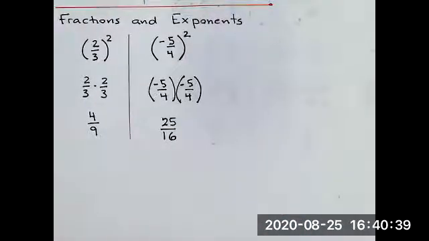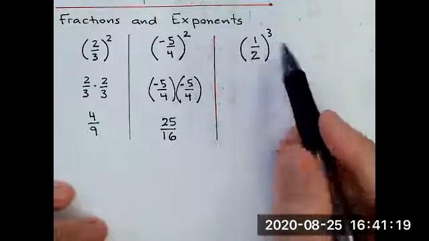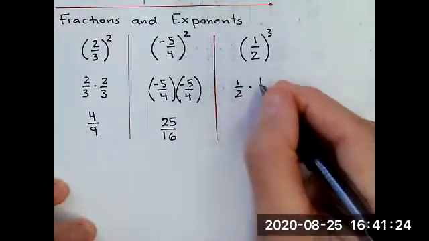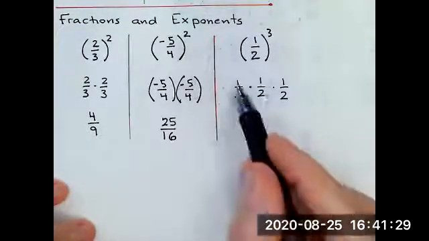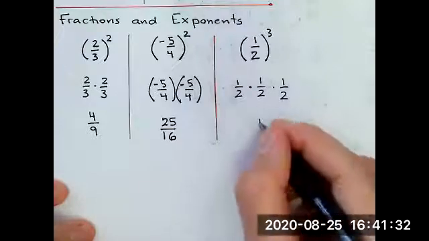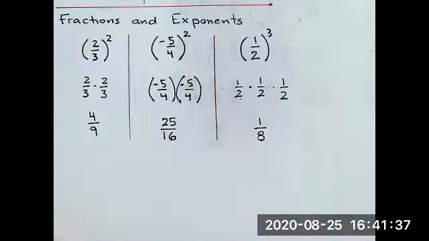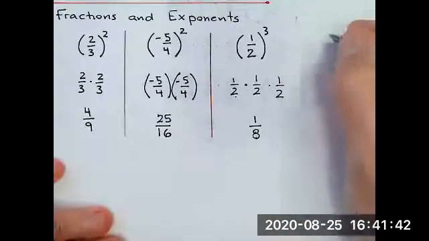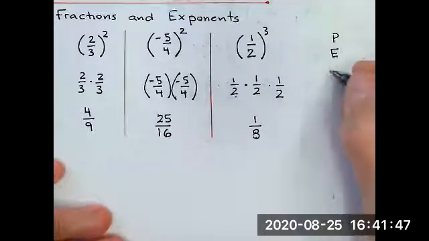Let's do another. All right, 1/2 cubed. Well, that's going to be 1/2 times 1/2 times 1/2. 1 times 1 times 1 is just 1. 2 times 2 times 2 is 8. Remember, in the order of operations, you have parentheses, then exponents, and then multiply, divide, and then add, subtract.